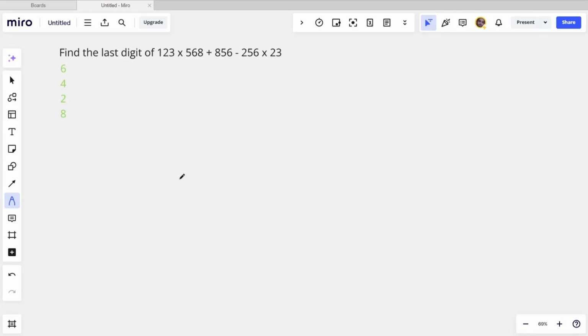So as you can see, this is our question. It is based on the concept of power cycle. If you don't know the concept of power cycle, you should learn that concept first and try to solve this question after that. So let's come to the question.